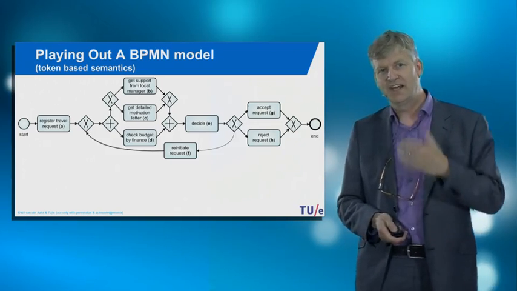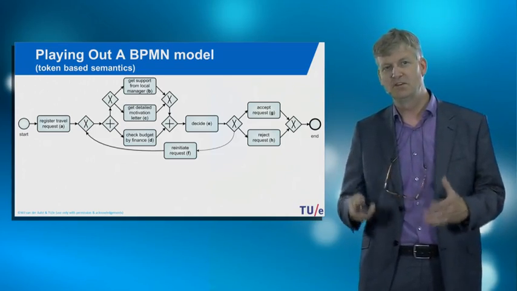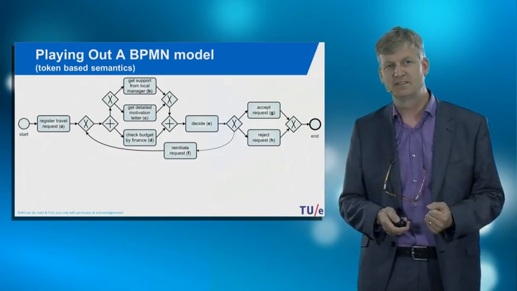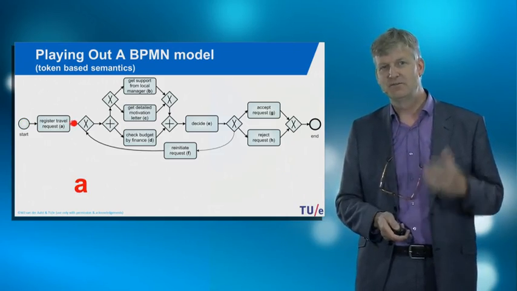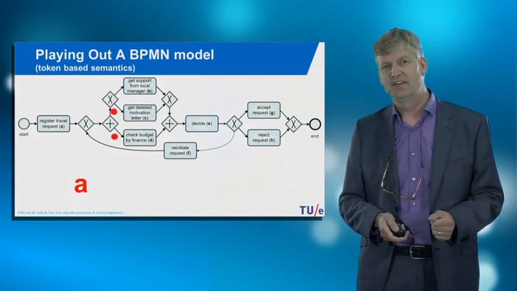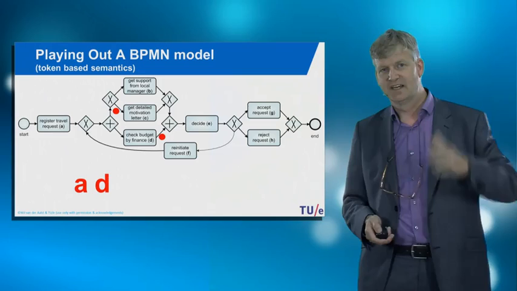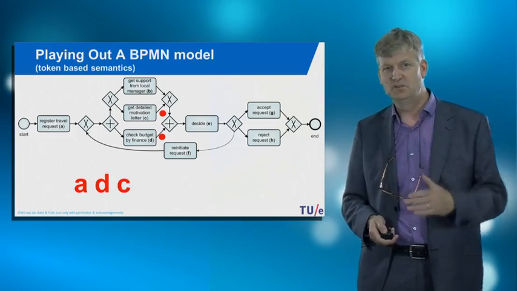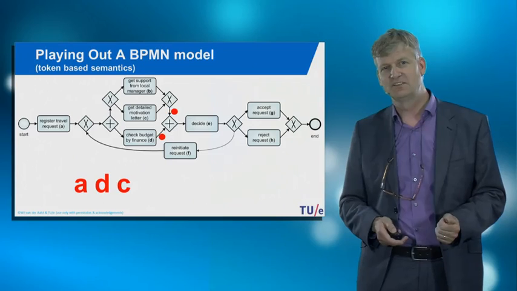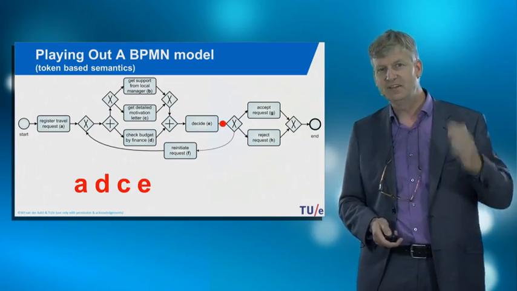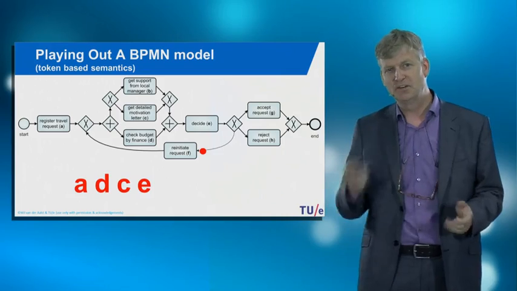We have seen this example model before, but it's important to realize that just like Petri nets, BPMN models also have a token-based semantics. So we can replay this process model for a particular scenario. We first execute activity A, then we do the AND split, we go to the XOR split, and after that we do D, then we do C. We first have an XOR join, then we have an AND join, we synchronize the two signals, and we can do E. After doing E, we decide that we have to go through another loop.